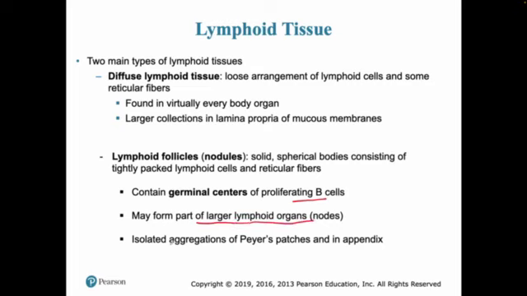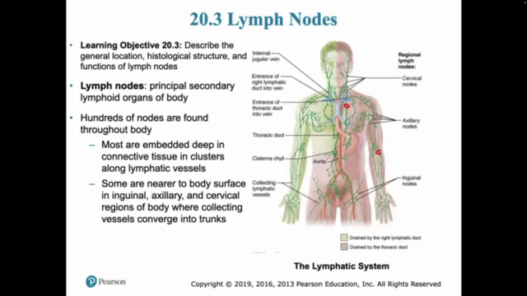They are also isolated aggregations, like Peyer's patch in the appendix, which is nothing but a grouping of lymphoid follicles or nodes in the intestine. We will repeat this Peyer's patch later on. But lymphoid follicles and nodules are seen basically in the intestine, and that is called Peyer's patch. It is a collection of these lymphoid follicles or nodules, and they're also seen in the appendix some.